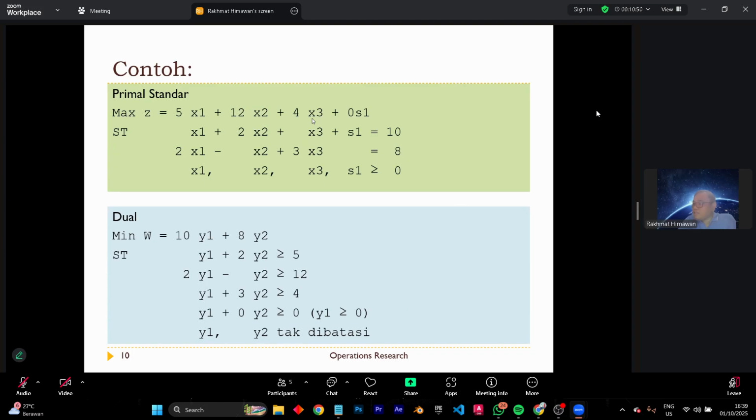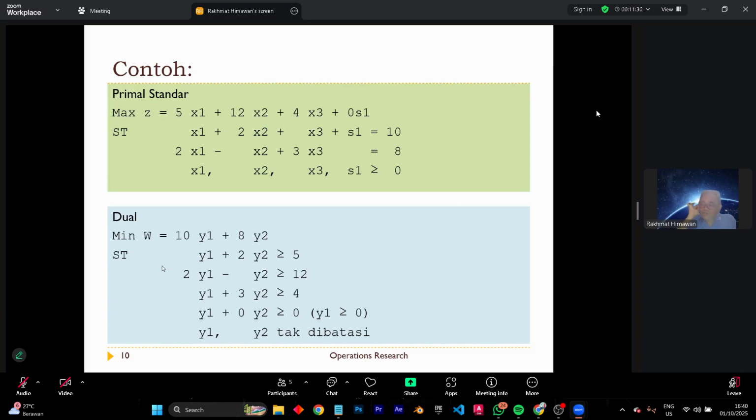The third constraint is based on the third column, 1 and 3: 1y1 plus 3y2 greater than or equal to 4. Including the s, 1 and 0, 0, 0 as well. So 1y1 plus 0y2 is greater than or equal to 0, or y1 is greater than or equal to 0. Which means y2 may still be unrestricted, but y1 is now restricted because of this constraint. Okay, very good.